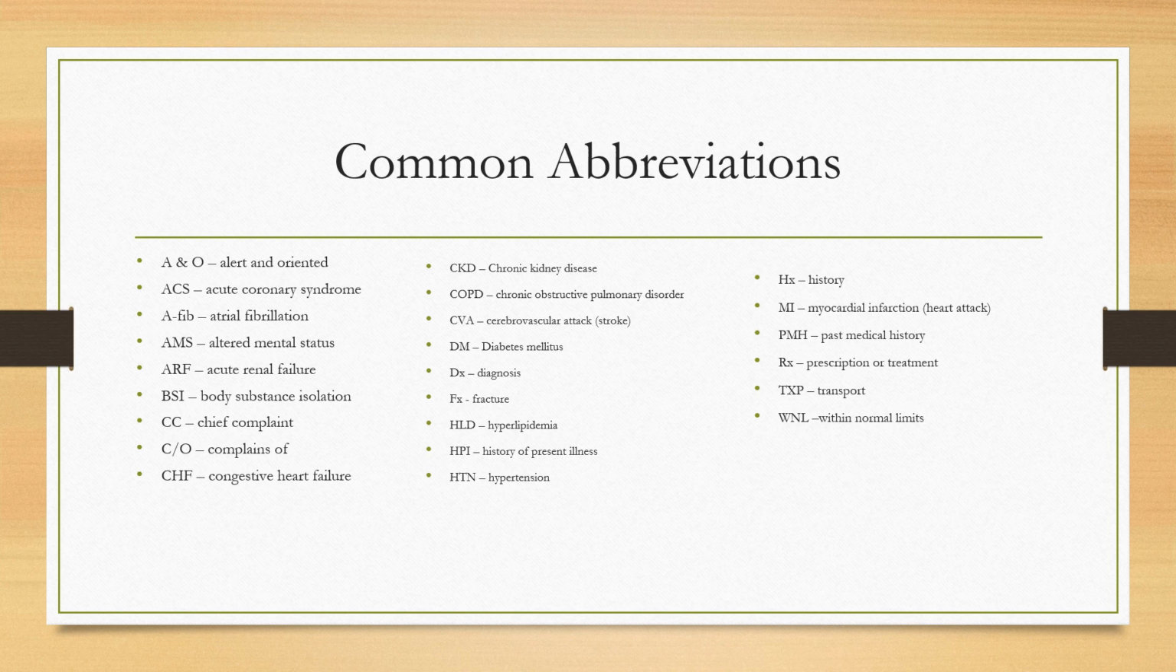PMH is past medical history. So this is whatever medical problems the patient has had before now. RX can be prescription or treatment. So I'm sure when you guys talked about documentation, you probably saw like if someone uses chart or DRAT, any of those, R is usually treatment. TXP is transport. So I use this one. Not a whole lot of people use it, but if you see TXP, it's transport. WNL. While I like this abbreviation, within normal limits can get you in trouble, so be careful how you utilize it.